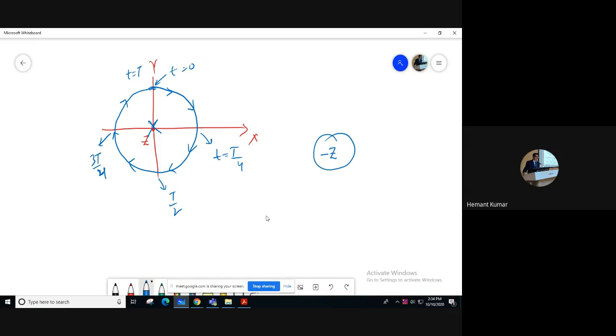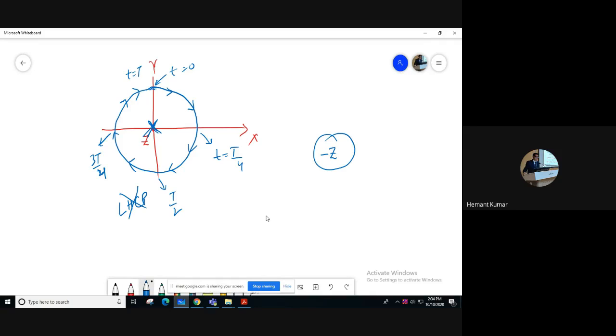So now the motion is in clockwise direction, right? But what is the direction of propagation? The direction of propagation is inward. So if you use your left hand and point your thumb inward, then the curled fingers will be anti-clockwise. So this is no more left hand circularly polarized. It is a right hand circularly polarized.